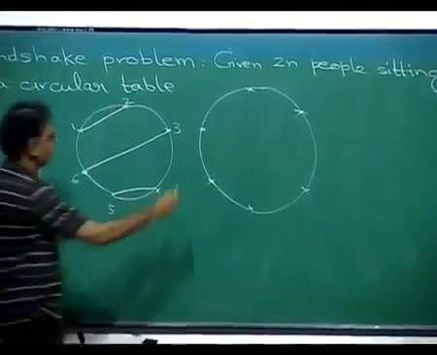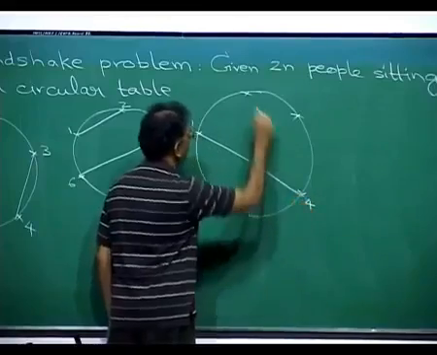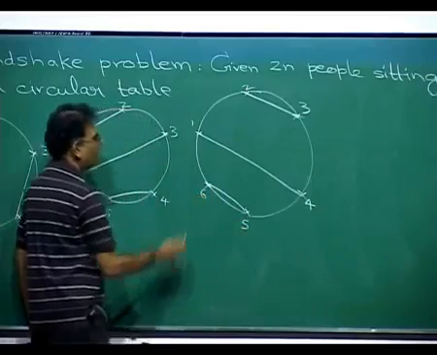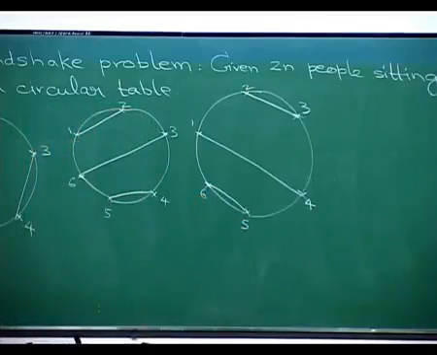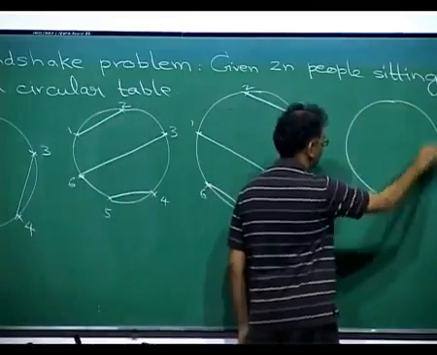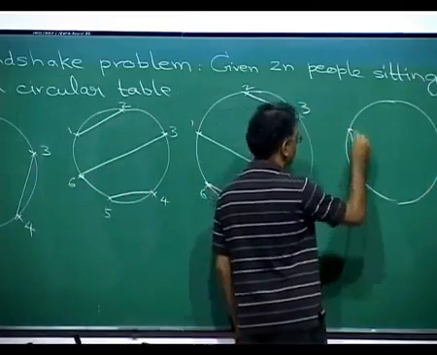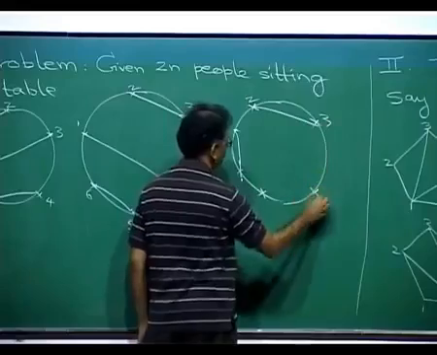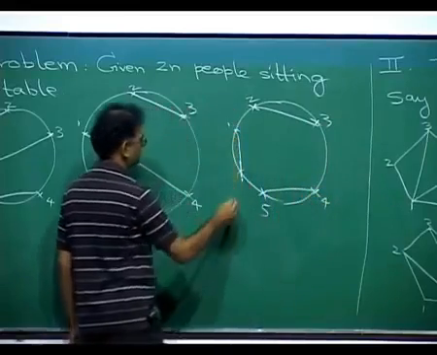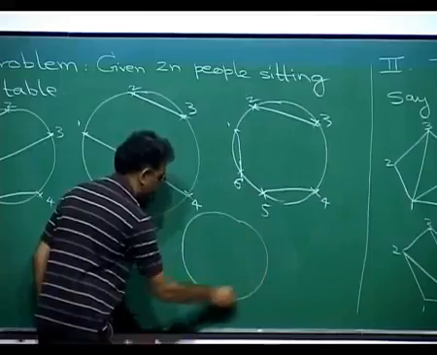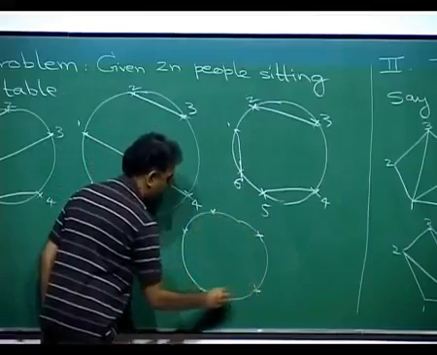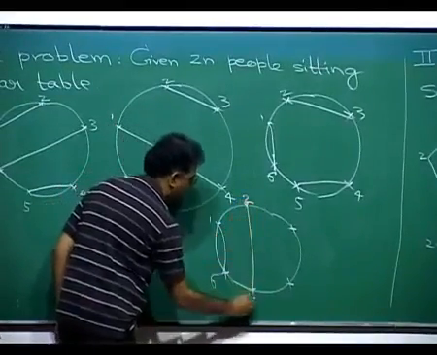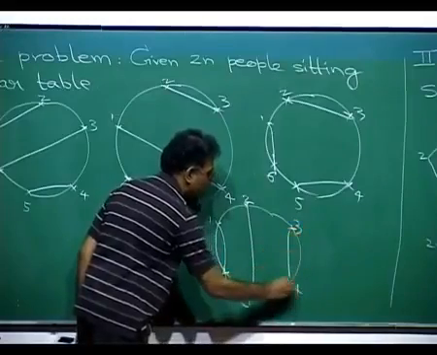Or then maybe 1 shakes hand 4, 2 with 3, 5 with 6, or maybe 1 with 6, 2 with 3, and 4 with 5. Or finally 1 with 6, 2 with 5, and 3 with 4.